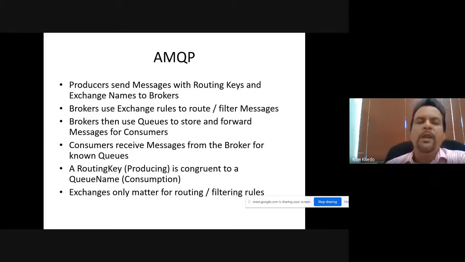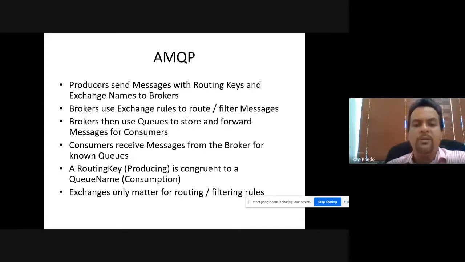So you recall in MQTT, a subscriber was subscribing to a particular topic. Here, it seems that consumers receive messages from the broker for known queues. It seems that a consumer normally is associated to a queue, and as soon as messages come for a particular queue, it gets those values that are coming in this queue. So it seems that a consumer is linked to a particular queue. We are going to see this in our diagram.